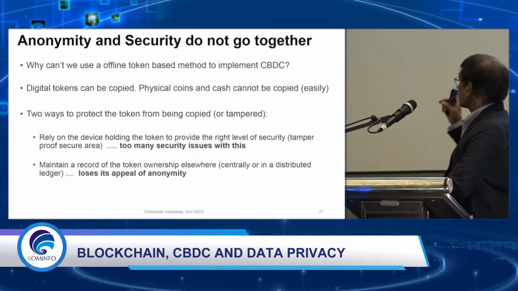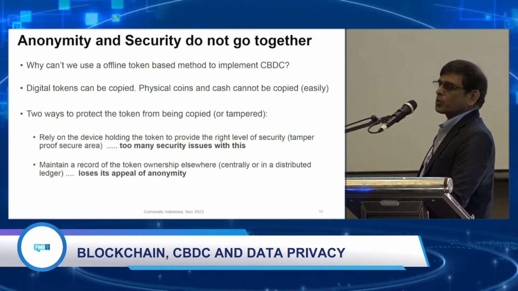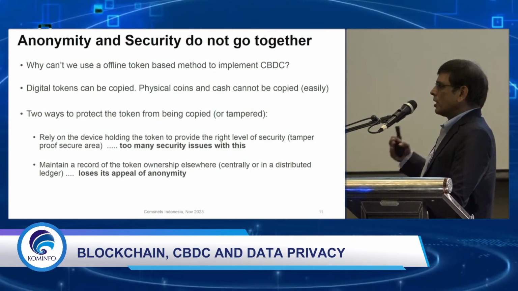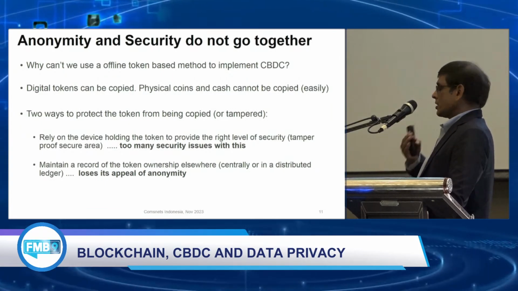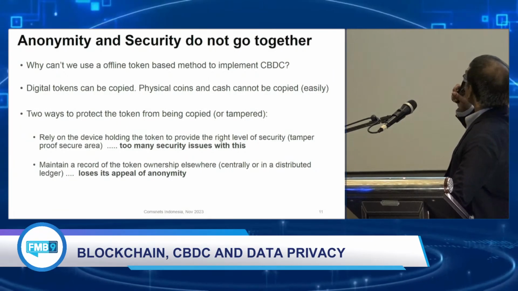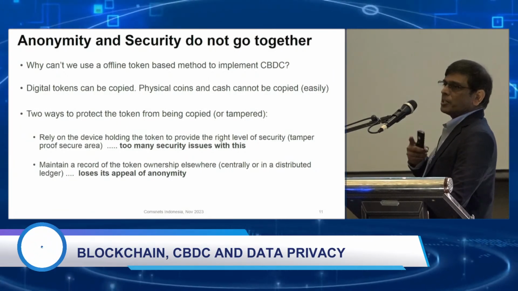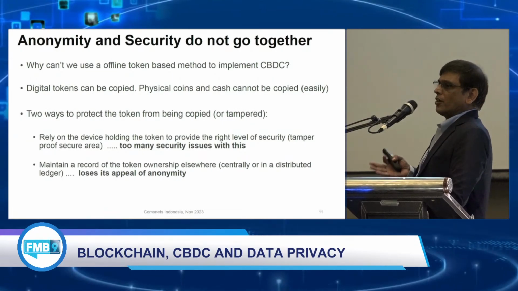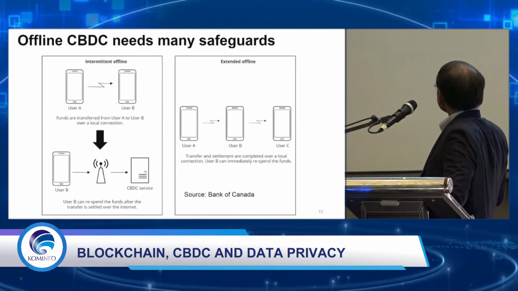So if you don't want to do that, then the other way to do it is to keep a record of the ownership of the digital currency elsewhere. You can keep it either in a distributed ledger or in a central server, but then basically it's not anonymous. So what I mean to say is that anonymity and security don't go well together, right? Either you can have security or you can have anonymity. You cannot have both.